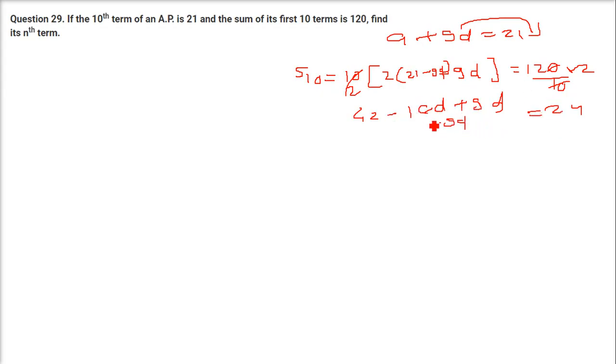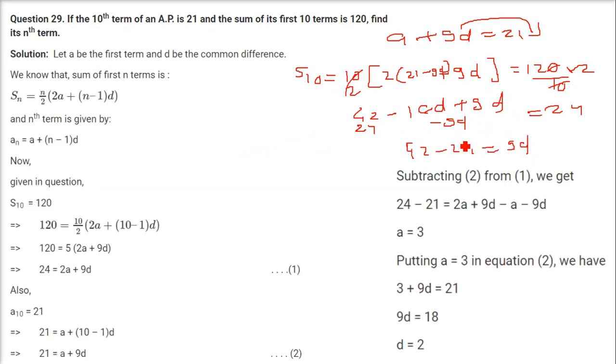So bring this here and this here. 42 minus 24 equal to 9D. So what do you get? D will be equal to this. This is going to be 18. So 18 equals 9D. D is going to be 2. D is 2. And A will be what?